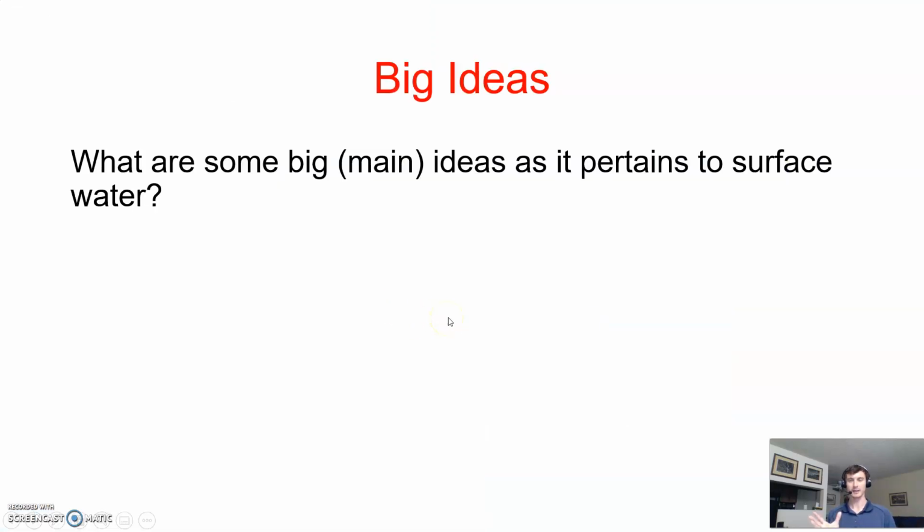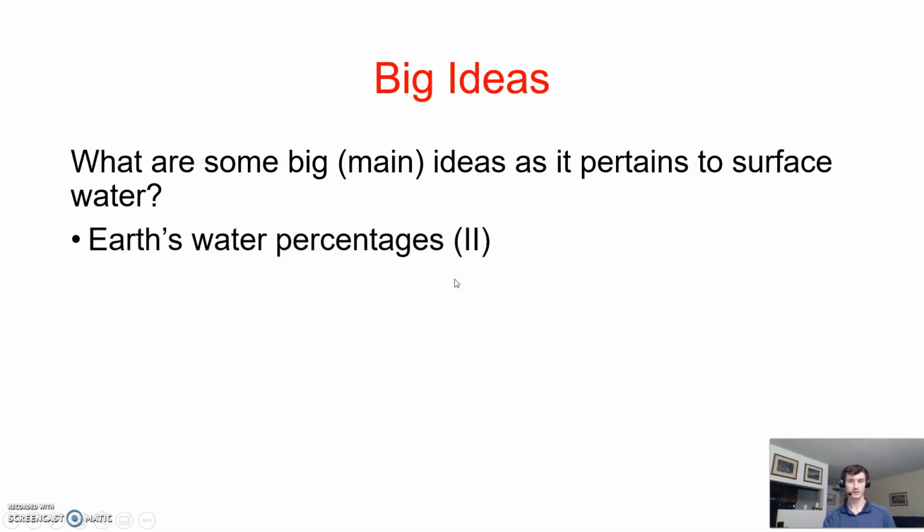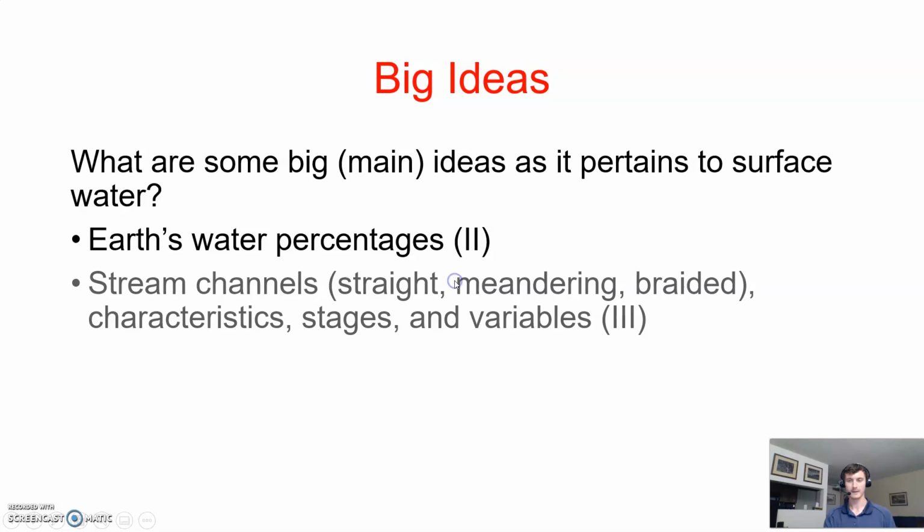So what are our big ideas? So the first big idea you'll need to be aware of is the next two numbers in the access code are 6, 6. So first off, Earth's water, what is the breakdown of those percentages? Everything in that lecture is especially important.